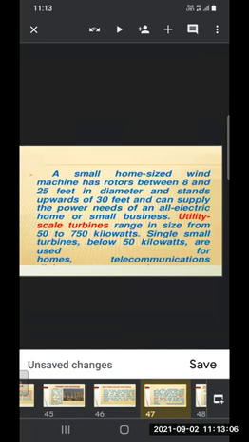For the home size, the machine has a rotor between 8 to 25 feet in diameter and the stand, the tower, should be 30 feet, and can supply power needs to an all electric home or small business.